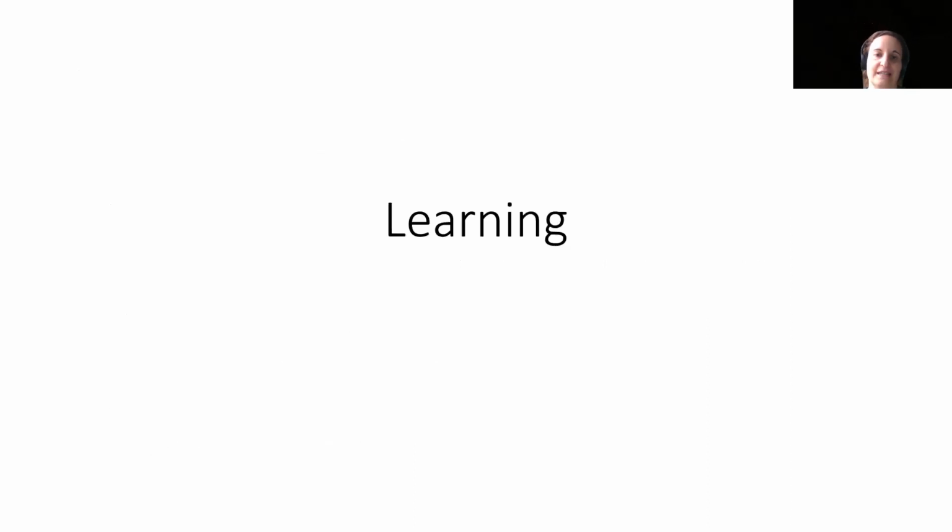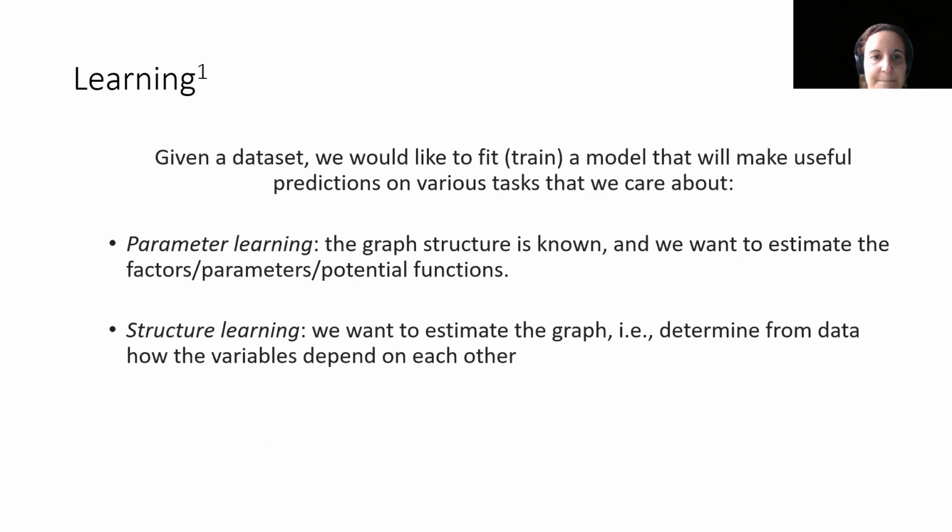Okay, so the learning. In a statistical graphical model, it is called learning. It's the same thing as training. As we said, it is identifying values of these parameters for our parametric models that we define. So the problem of learning is, given a data set, we would like to train a model that will make useful predictions on various tasks that we care about.